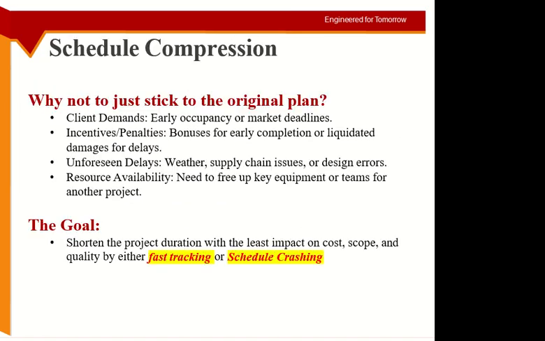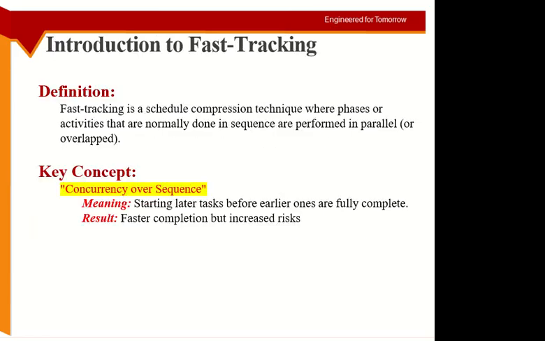Okay, so for schedule compression we have two available techniques. One is called fast tracking, the other is called schedule crashing. Fast tracking means that you do the activities which were in sequence in parallel to make the project finish earlier.